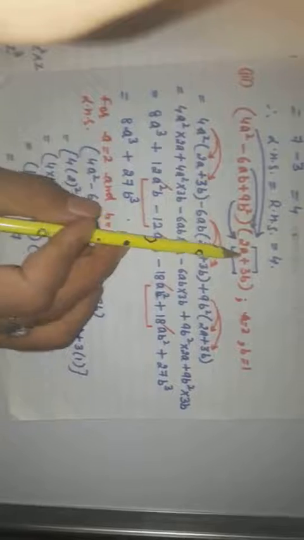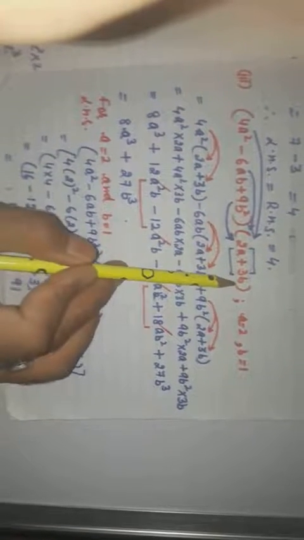The third part. In the third part, it is also the same as given. There is a given trinomial and the second one is a binomial. We have to multiply these three terms with this binomial. Firstly, we multiply 4a square with this 2a plus 3b as it is. Then the second term and then the third term with this binomial. So what we will get?